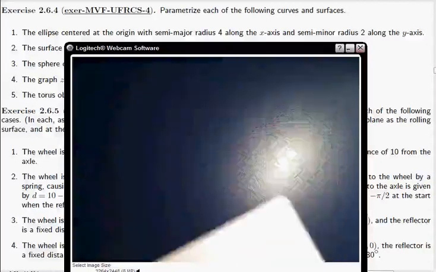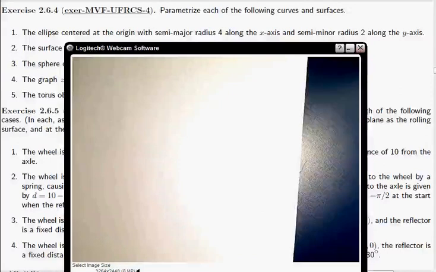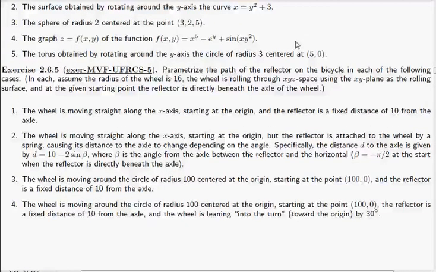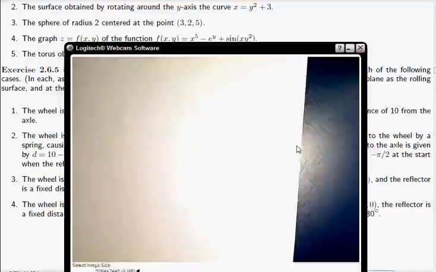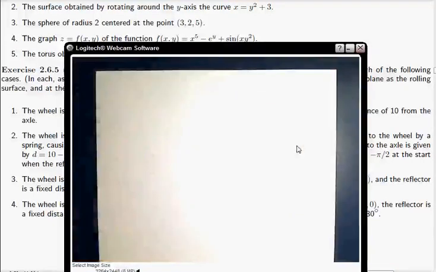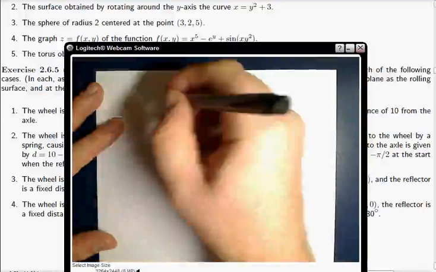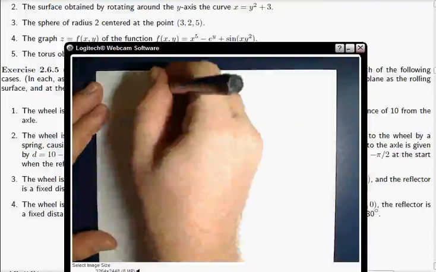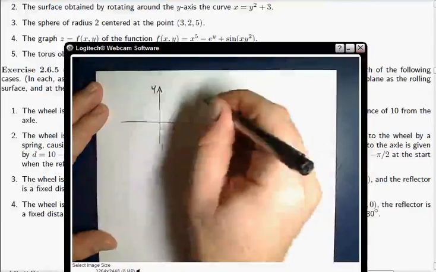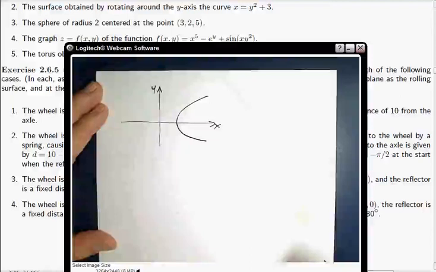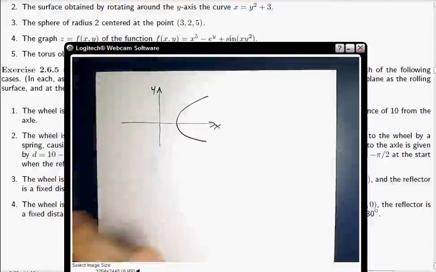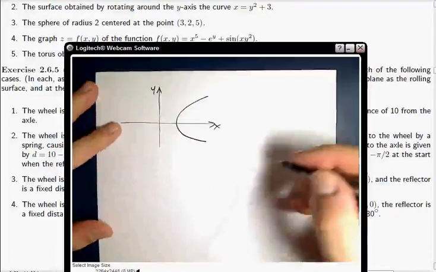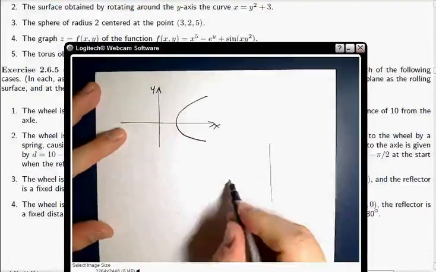Okay. So let's do number 2. This is the hard one. Well, this is one of the hard ones. So the surface, okay, hang on. We're going to rotate this curve around the y-axis. Okay, first let's draw the curve. x is y squared plus 3. So there's x equals y squared plus 3 in the xy plane. I'm going to rotate that around the y-axis, and yikes. So hard to draw.